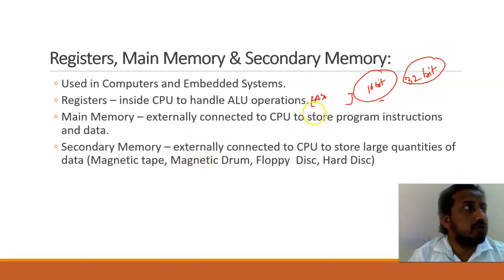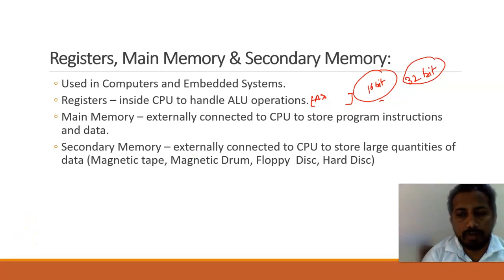The next one comes about the main memory. Main memory is used to store the data or the program instructions. That is the main memory concept. And secondary memory is connected outside it, like magnetic tape, magnetic drums, floppy disk, and hard disk. So these are the secondary memories. So you will be having registers, main memory, and secondary memory.